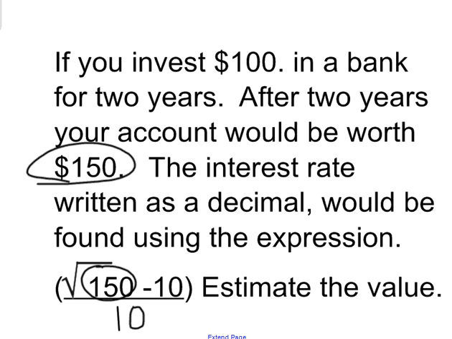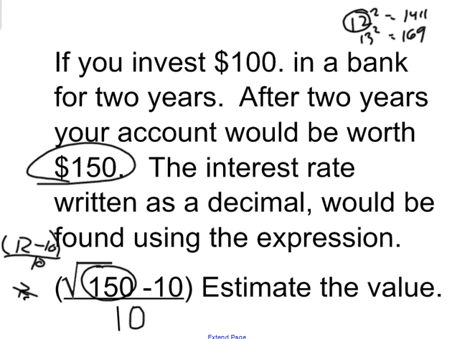Well, if I look at the square root of 150, 12 squared is equal to 144. 13 squared is equal to 169. So it's going to be somewhere between 12 and 13. If I look, it's much closer to 12, so I'm going to use 12 here, and I'm going to say my equation then is 12 minus 10 in the numerator, divided by 10. So 12 minus 10 is 2. 2 divided by 10 would be 2/10, or 0.2, or you could also say 20% interest.